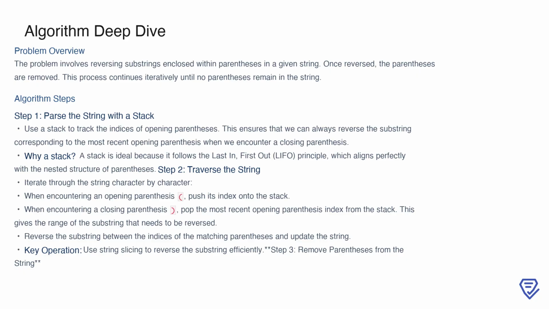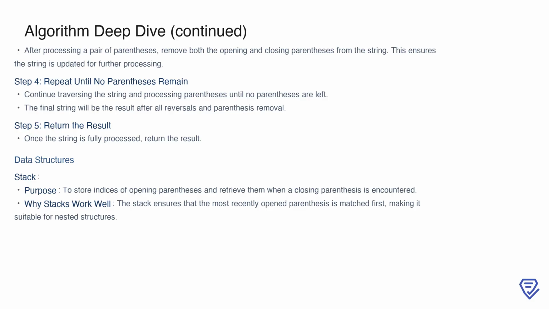Using string slicing, we reverse the characters between these indices and update the string accordingly. After reversing the substring, we remove the opening and closing parentheses from the string. This ensures that the string is cleaned up and ready for further processing.